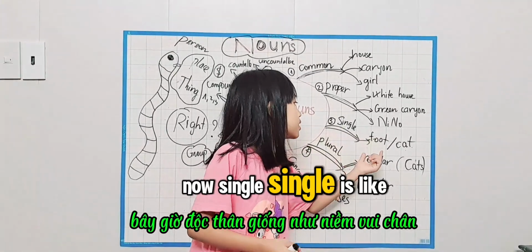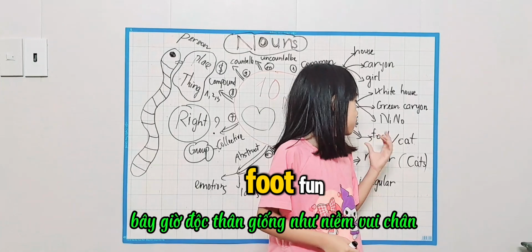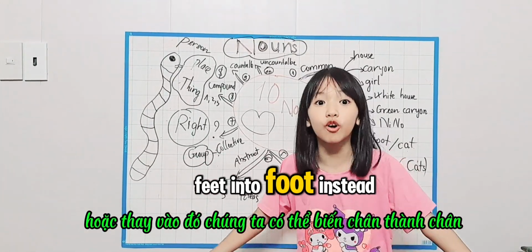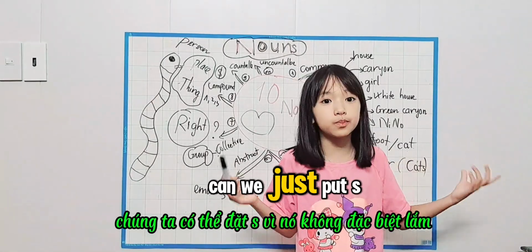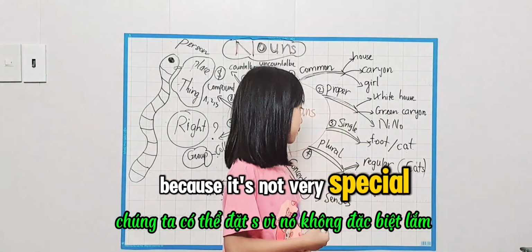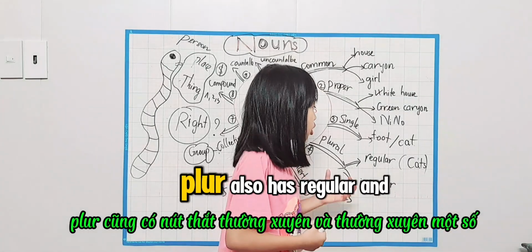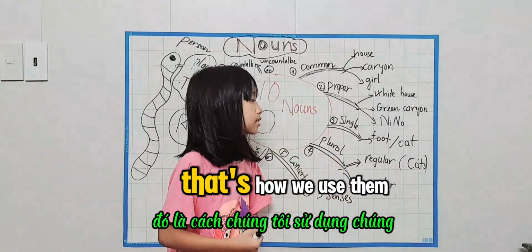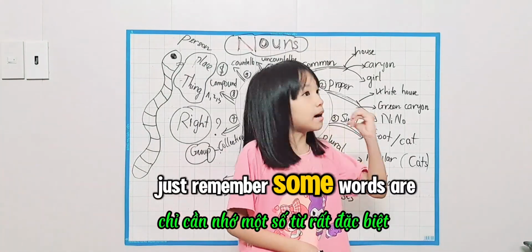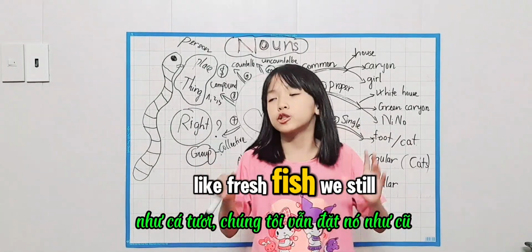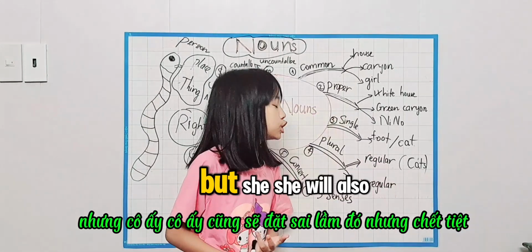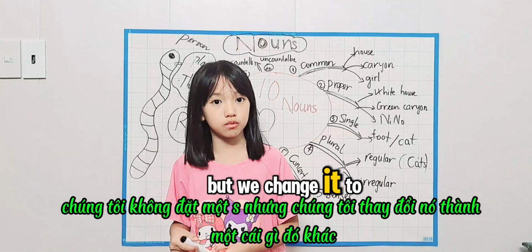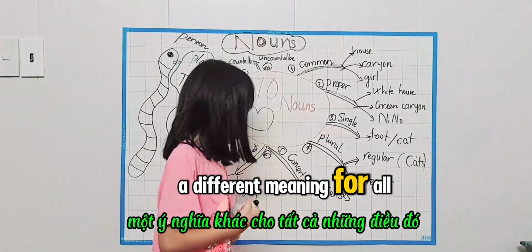Now single. Single is like foot. Foot we could turn to feet. Or we could turn feet into foot instead. But what about cat? Cat we just put an S because it's not very special. Next one is plural. Plural also has regular and irregular nouns. So that's how we use them. Just remember, some words are very special, like fish. Fish we still put as the same. Sheep we also put as the same. But foot we don't put an S, we change it to something else. A different word for all of them.